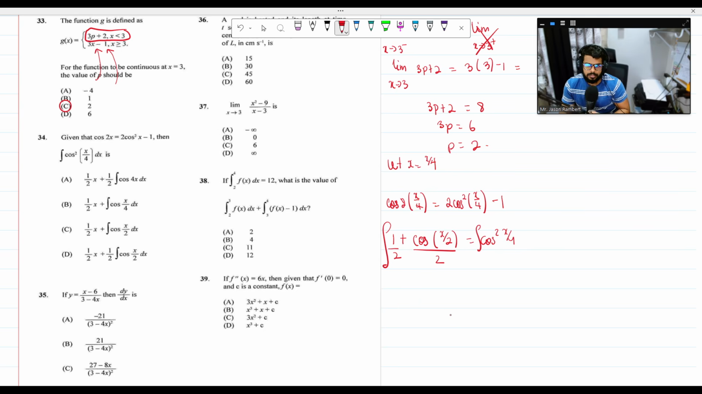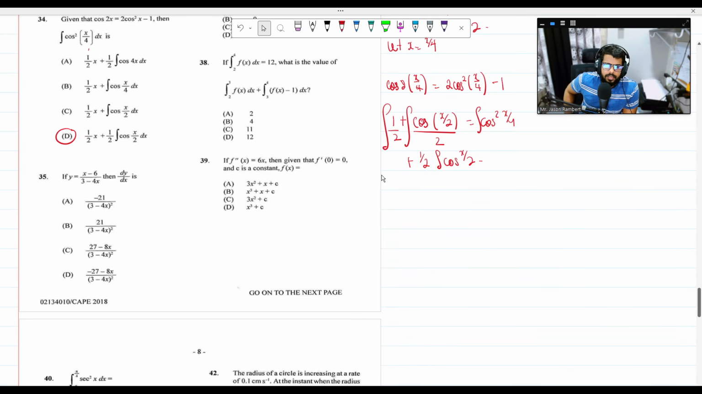When I integrate this side, I can split up the integral as the integral of a half plus the integral of this. The integral of a half is a half x. So we sort out that piece here in the beginning. We have a half x, plus 1/2 the integral of cosine of x on 2. The answer is going to be D.